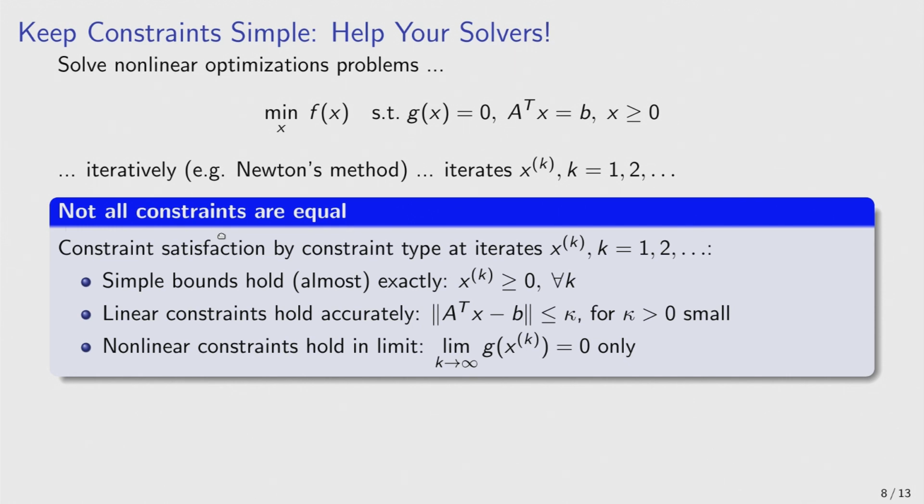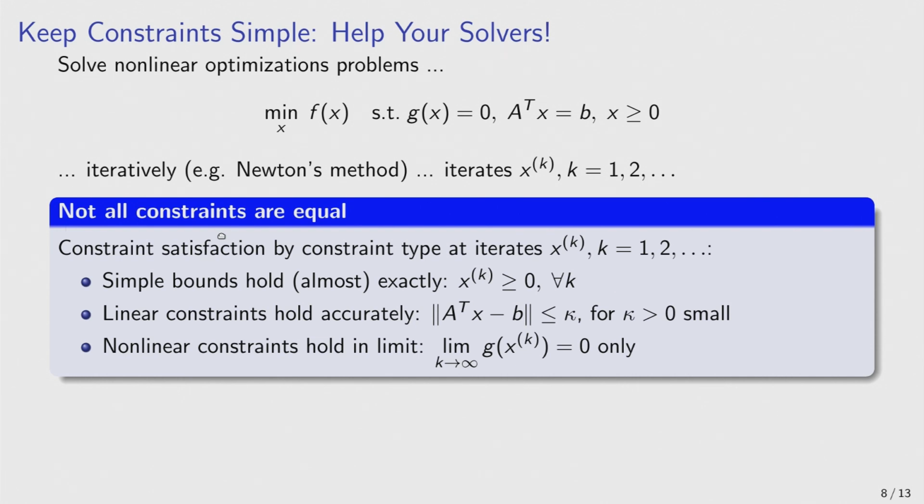But nonlinear constraints, they only hold in the limit. And so this is where k goes to infinity. And of course, we never go to infinity. You don't want to wait that long for your solver to finish. So typically, the termination condition for nonlinear constraints is something like 10 to the minus 6.